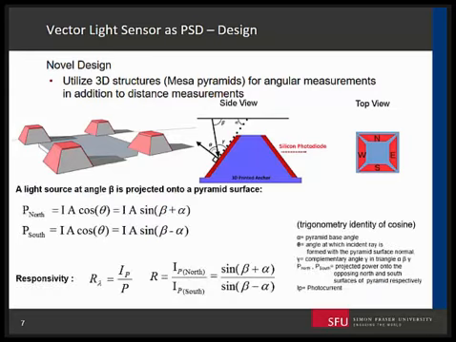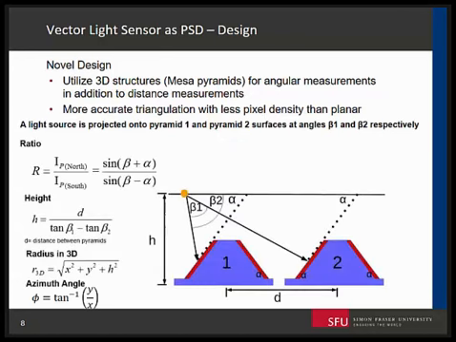Here the responsivity of our device is defined as the ratio of the photocurrents which are independently acquired at either facet of the pyramid. Having a fixed angle here at the base of the pyramid, and using simple trigonometry, we can use this ratio to back calculate the angle of incidence at each pixel.